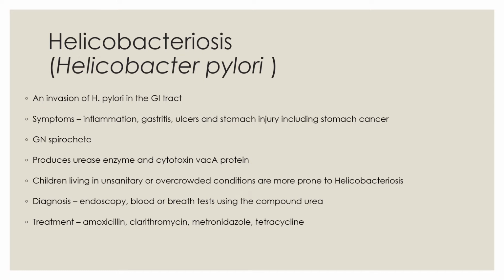Children living in unsanitary or overcrowded conditions are more prone to helicobacteriosis. The diagnosis is usually made by endoscopy or the breath test for urea. Treatment is usually amoxicillin, clarithromycin, metronidazole, or tetracycline.